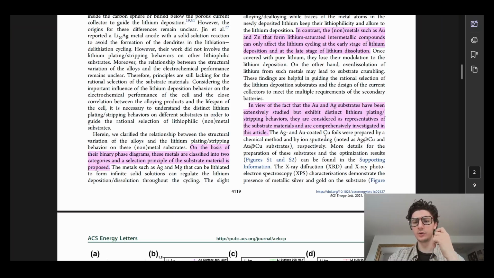The silver and gold coated copper foils were prepared by chemical method by ion sputtering, noted as Ag@copper and Au@copper substrates, respectively. More details for the preparation of these substrates and optimization of the results, figures S1 and S2, can be found in the supporting information. So when they say S1 and S2, they mean the figures in this supporting information. If you click this, it leads you to another paper, which is the supporting information of this paper.